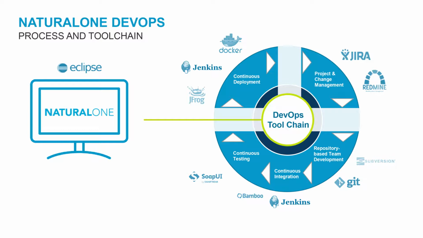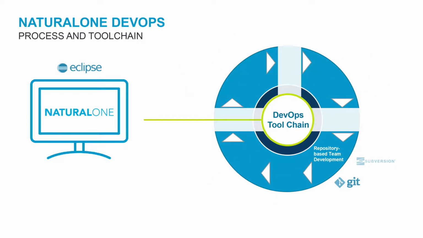This is an illustration of the NaturalONE DevOps process and toolchain. Source code changes are done in repository-based team development using a source code management system like Subversion or Git. Let's take a more detailed look at this part of the process, especially as it relates to a repository and the way NaturalONE is integrated.